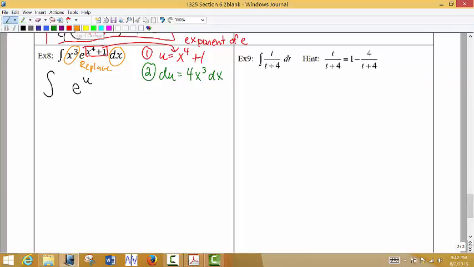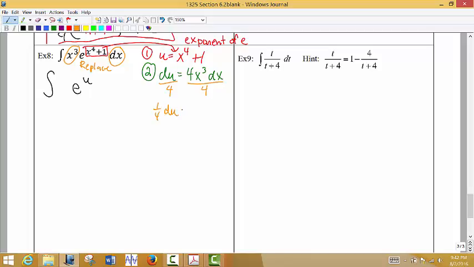Does this look like the stuff that I want to replace? Looks really, really close. The right-hand side looks almost exactly like the stuff I want to replace, except the right-hand side has a 4 that the original problem did not have. So how do I get rid of it? Well, we're going to divide both sides of this equation by 4.